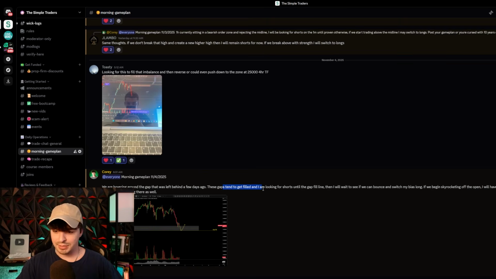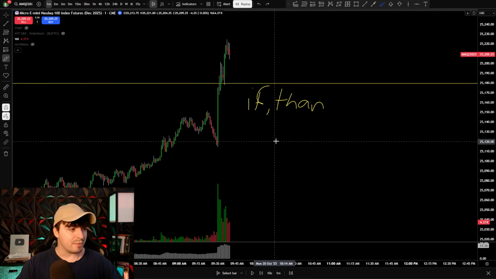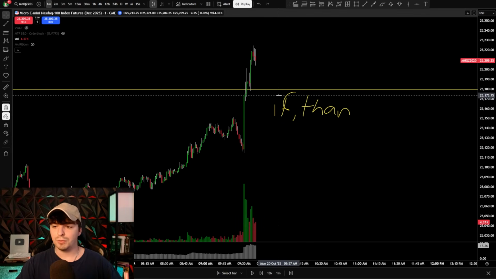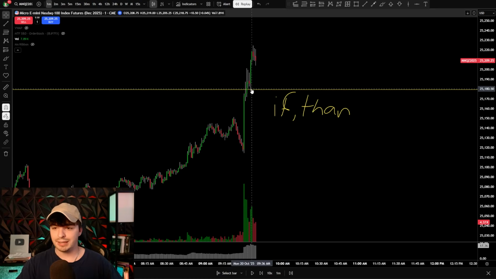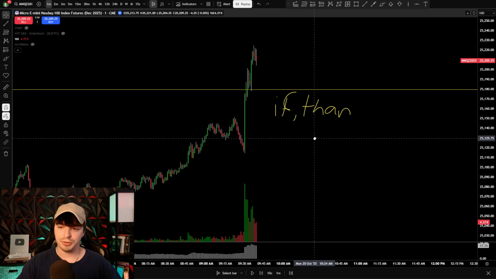These gaps tend to get filled. I'm looking for shorts until the gap fill line. Then I will wait to see if we can bounce and switch my bias long. If we begin skyrocketing off the open, I will have to assume that we have a partial gap fill scenario and may flip my bias long there as well. And so I don't marry my bias, okay? I don't marry the direction that I think price is going to go. I wait for price to get to the levels and then show me where it's going to go, okay?